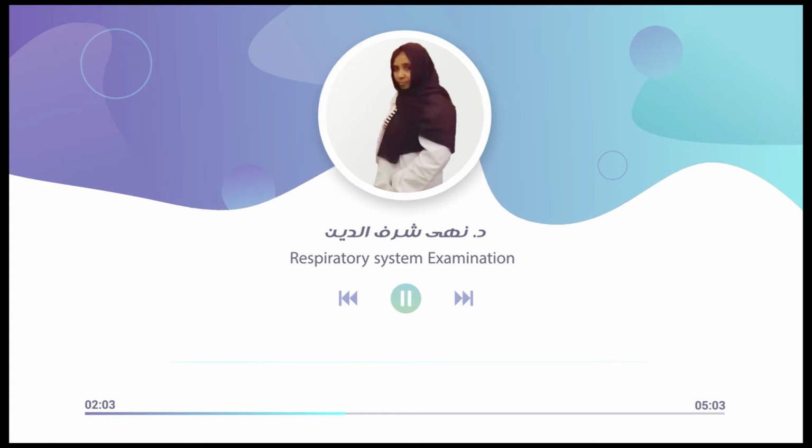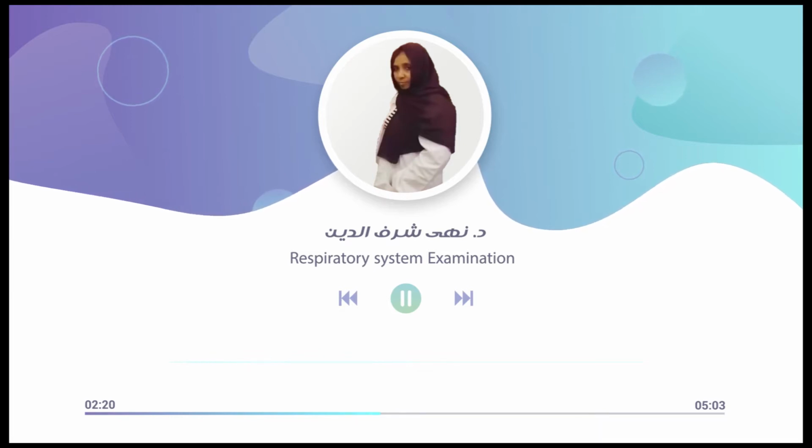Expose the chest, and by inspection you look for the chest contour, if there is any deformity, if there is bulging, if there is depression, if there is dilated vein, surgical scars, cautery marks, or hypo and hyperpigmentation. Any abnormality in the chest, you should comment about it.